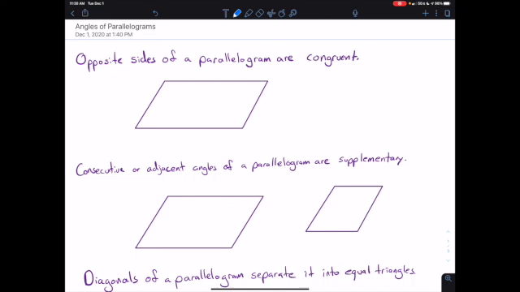All right, today we're going to talk about angles of parallelograms, and so we'll get right into it. Opposite angles of a parallelogram are congruent. Sorry, I said sides; that's actually true also, but we're talking about angles. So if we know the upper left-hand one, then we know the bottom right-hand one. We'll use that later.